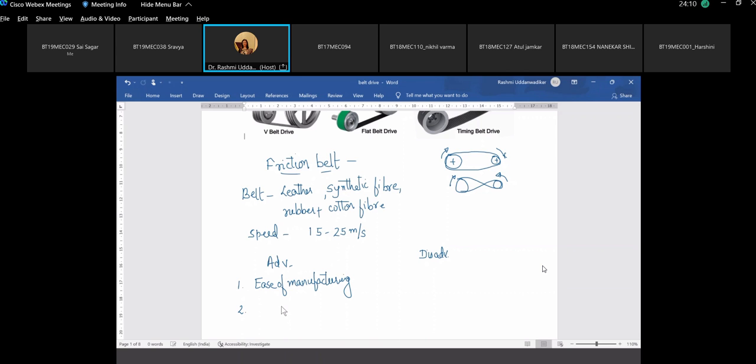Again, compared to gear drive, where the center distance has to be very precise, there is an ease of installation here. A little variation in the length of the belt and the distance can be adjusted, and so variation in center distance is allowed, which is not true in case of gear drive.